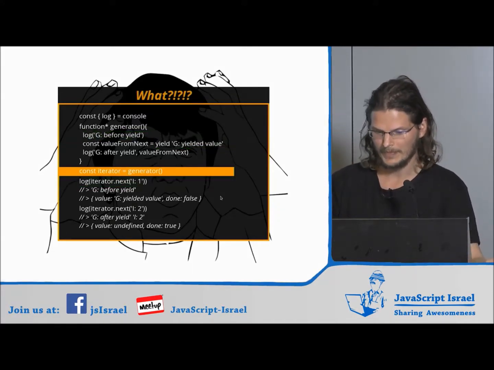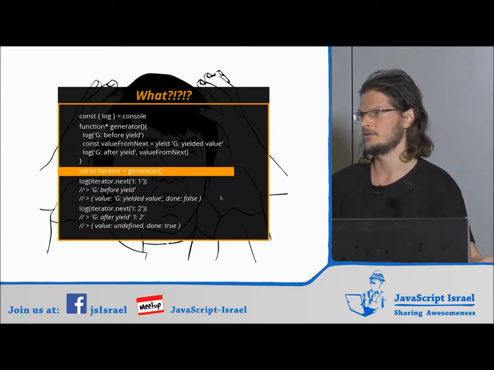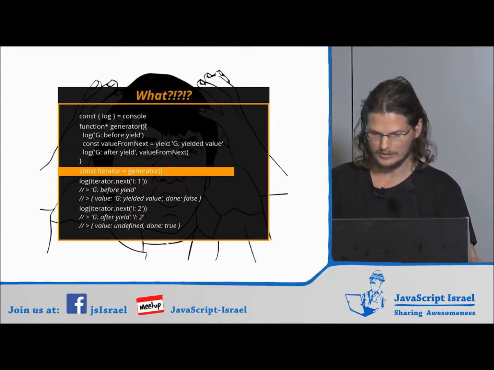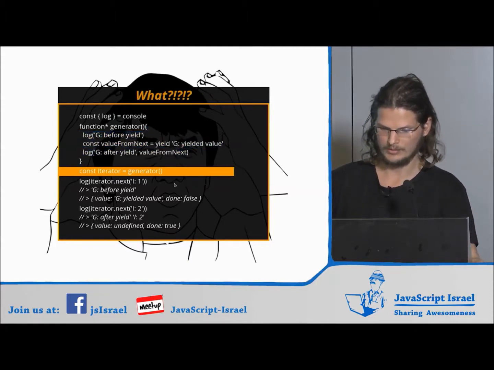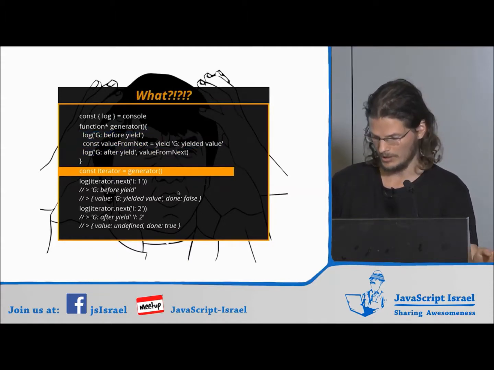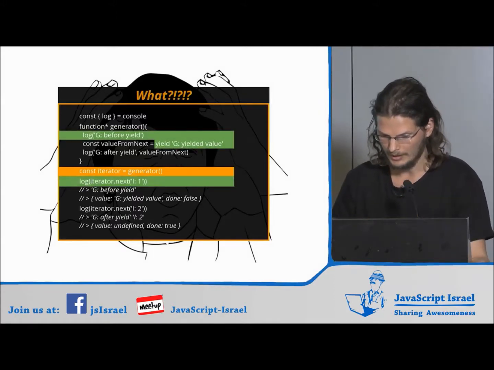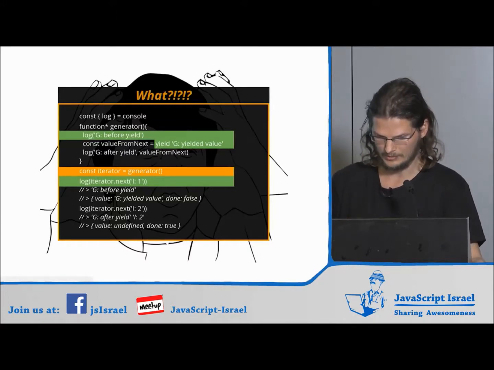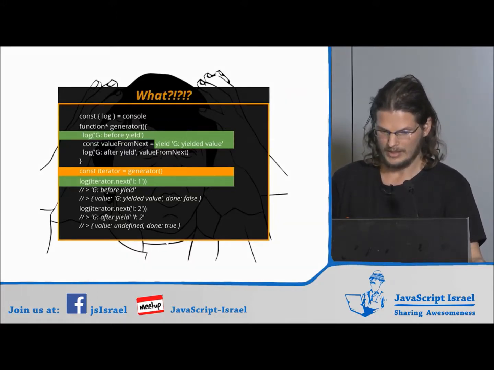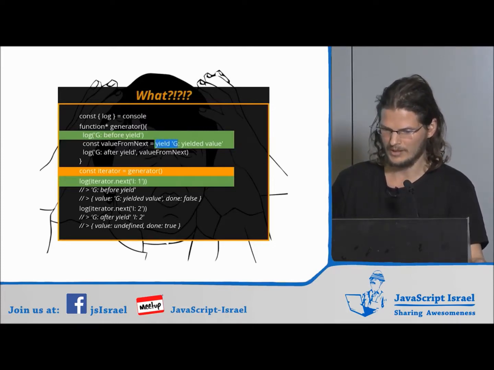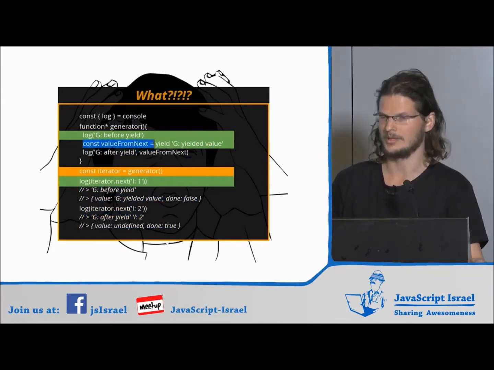We start from here. Iterator equals generator invocation, right? We get nothing done. None of the function gets executed, okay? This is the only thing that happened, and we now have an iterator. Then we call iterator next, okay? And this is the part in green which gets executed up to and including the yield expression, okay? This does not get executed yet.